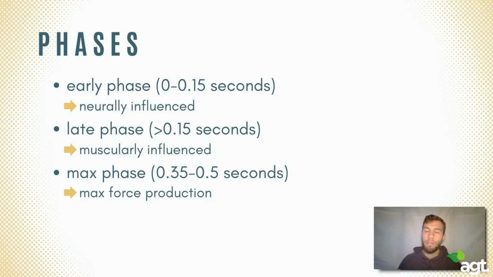The phase where we produce maximal force is from 0.35 to 0.5 seconds. As you can see, the max phase sets in much later than the early and even the late phase. And that is why, if we want to improve our rate of force development, we need to optimize the early phase and the late phase. So shortening the time in which our muscles get innervated and trying to improve that starting strength, that explosive strength. We can't rely on maximal strength when having a high rate of force development because it sets in much later.